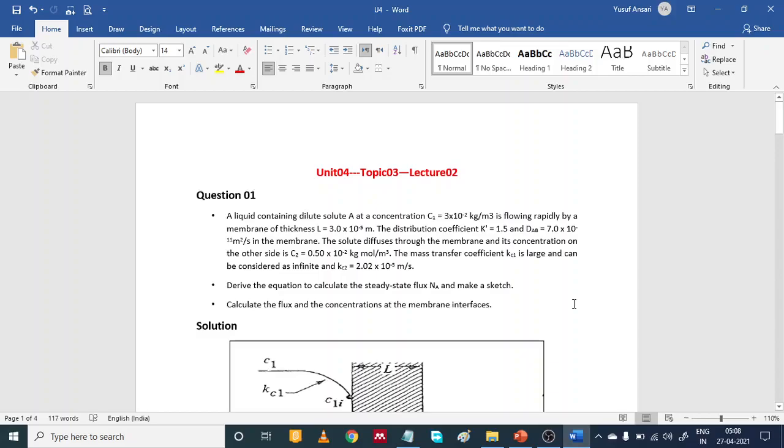Today we are taking one question related to the previous lecture, where we discussed and designed the steady state flux calculation in liquid permeation in the membrane. So the question is given here.